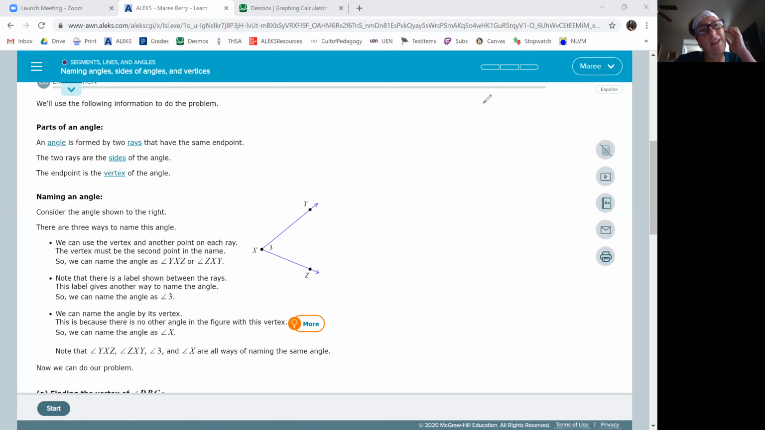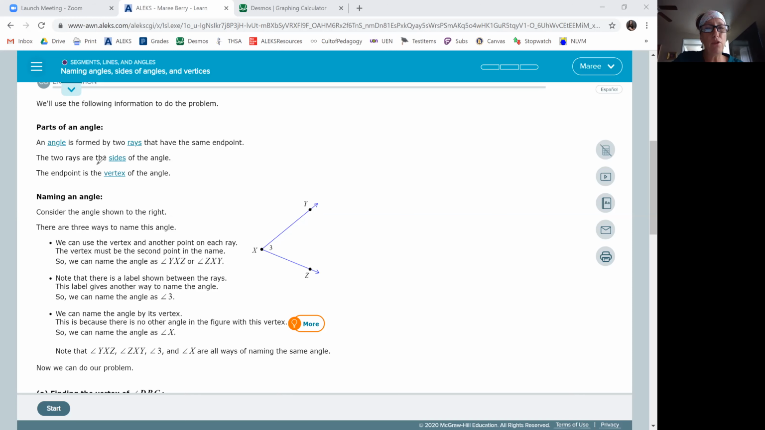Okay, before we even start this lesson, we have to go over some vocab words and understand about angles, sides of angles, and vertices, what they all are, and then we will be able to tell how to name them. So the first one we want to know is parts of an angle.